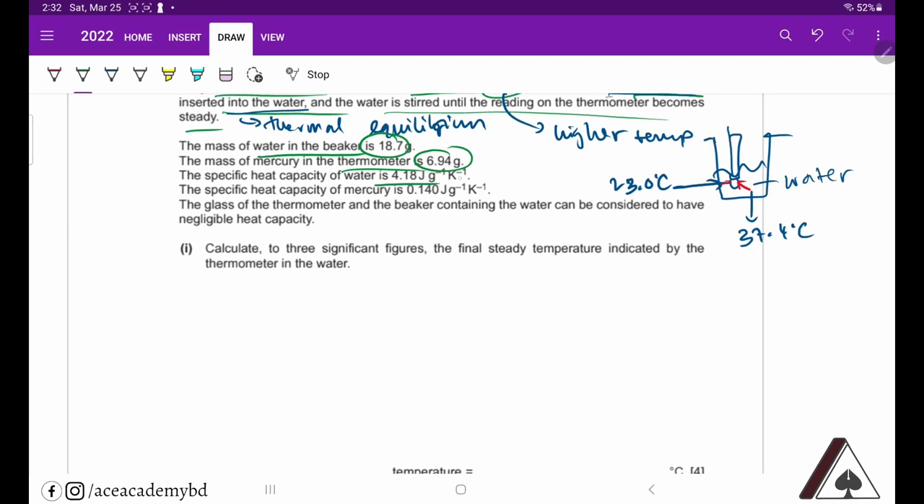The specific heat capacity of water is 4.18 joule per gram per Kelvin, and the specific heat capacity of mercury is 0.140 joule per gram per Kelvin. The glass of the thermometer and the beaker containing the water can be considered to have negligible heat capacity. Okay, so this means we do not have to consider the beaker containing the water and the glass of the thermocouple. So this can just be ignored in this whole thing.